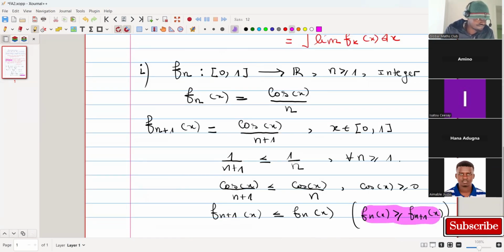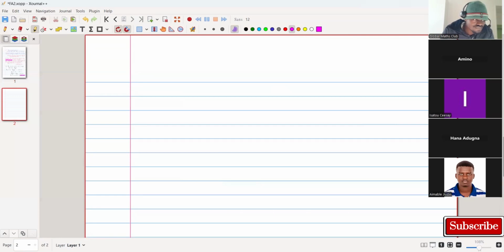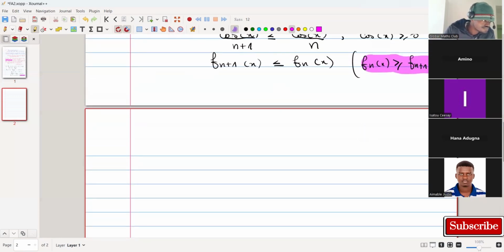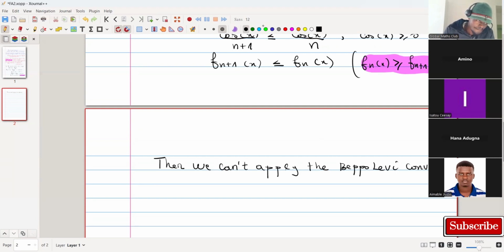Then we cannot apply the monotone convergence theorem or the Beppo-Levi convergence theorem, since we have a decreasing sequence of functions.